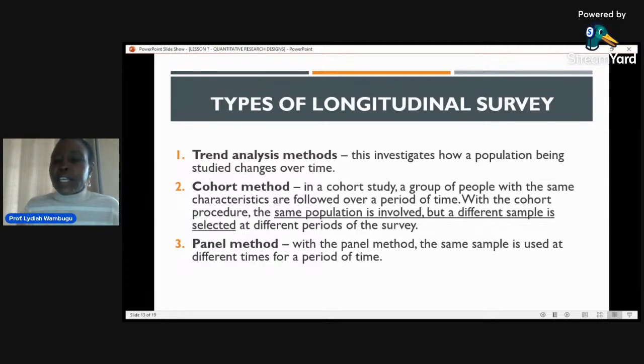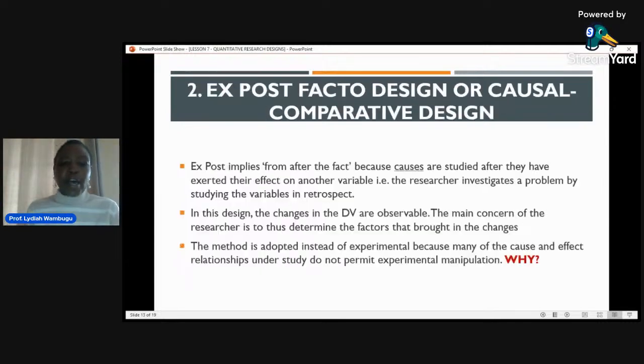Panel method, the same sample is used at different times, the same sample. So the group, for instance, who will be graduating now, maybe you want to study how they are in the job market after 3 months, after another 3 months, after another. It is the same sample that you are going to study. That is the panel method.